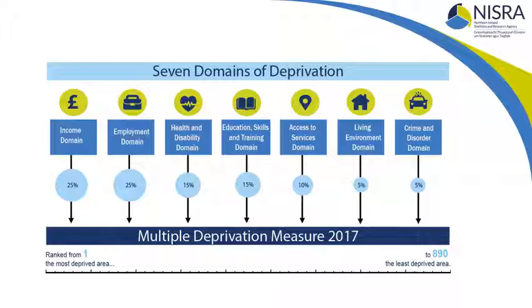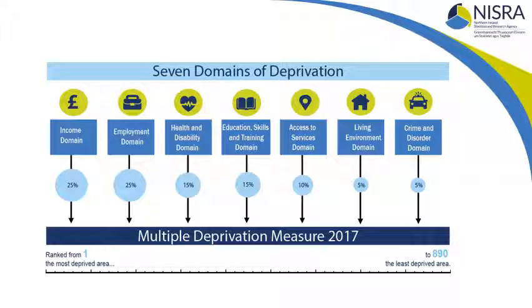The measures are made up of 38 indicators split across 7 different domains of deprivation: income, employment, health and disability, education, skills and training, access to services, living environment, and crime and disorder. These 7 domains are then combined using the weights shown in the circles to create the multiple deprivation measure.